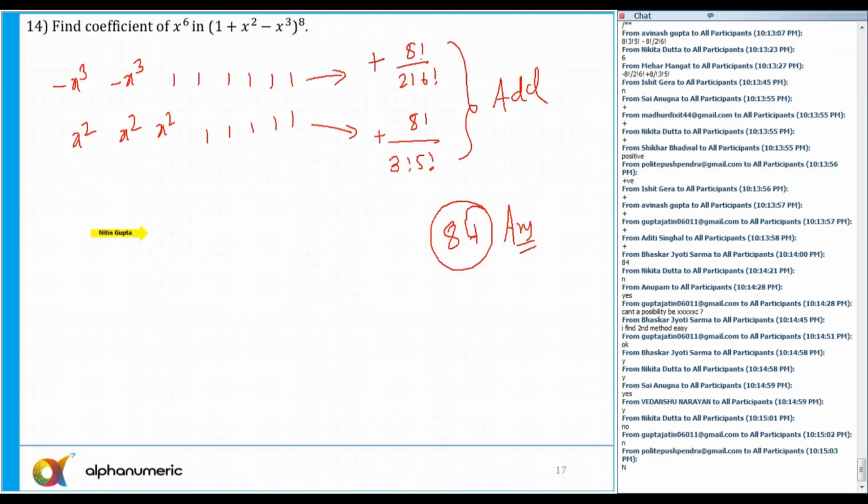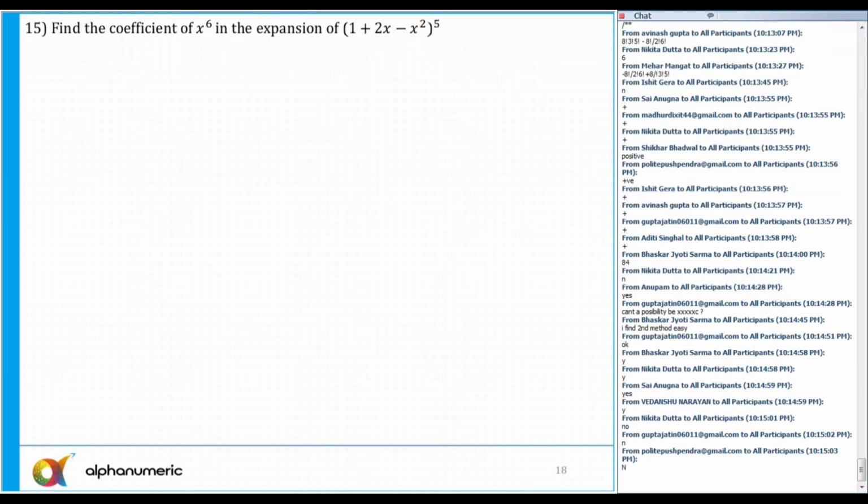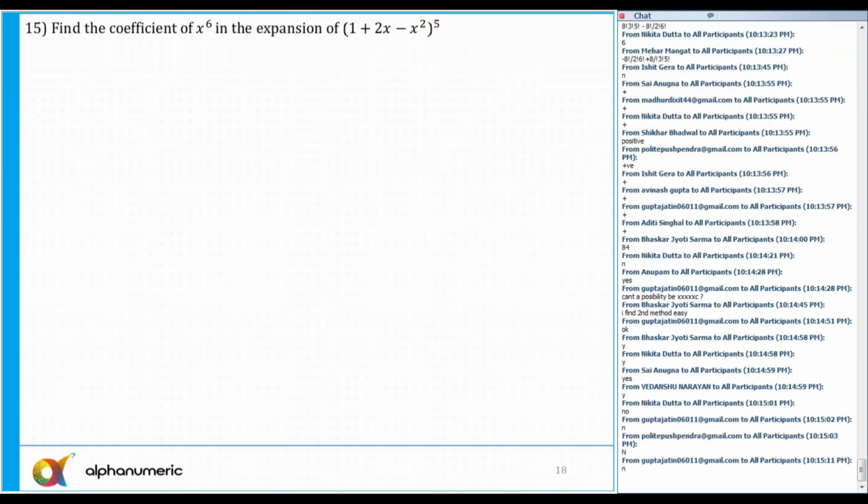No. 1 plus x square minus x cube. Now, this is something different. Tell me, what is the answer in this case? Just for your practice. Coefficient of x raised to power 6.